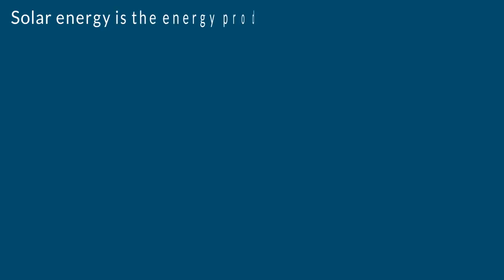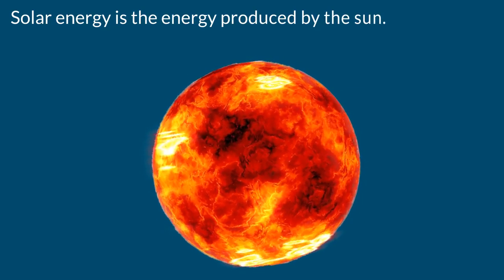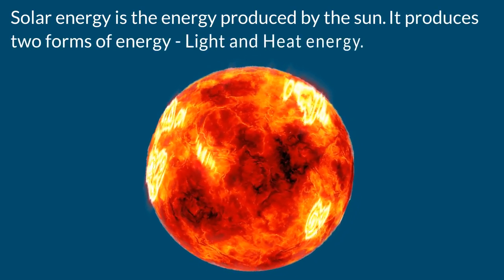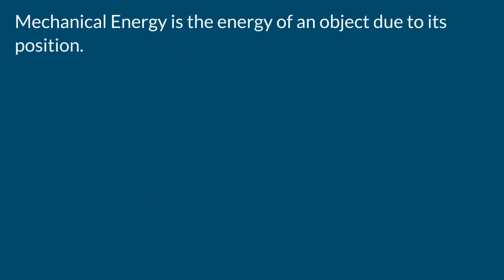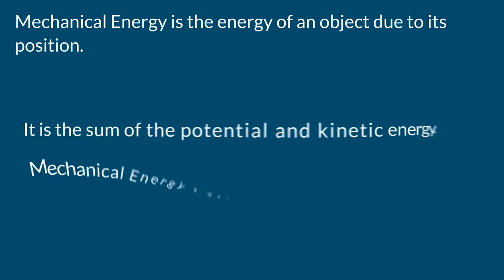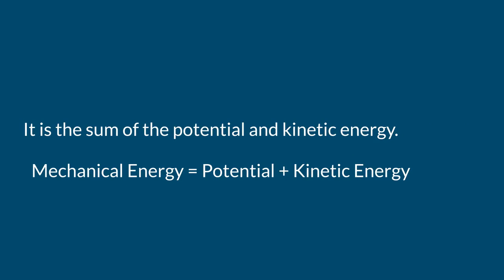Solar energy is the energy produced by the sun. It produces two forms of energy, that is, light and heat energy. Mechanical energy is the energy of an object due to its position. It is the sum of the potential and kinetic energy.